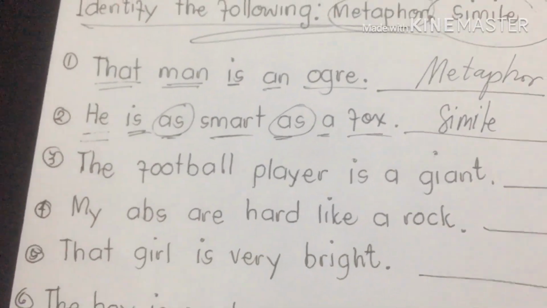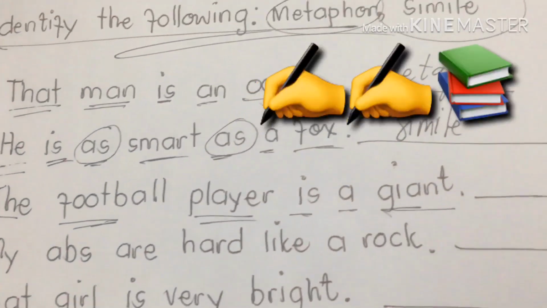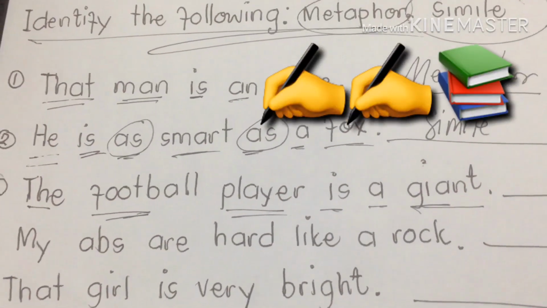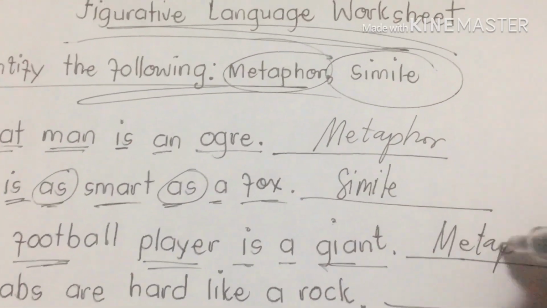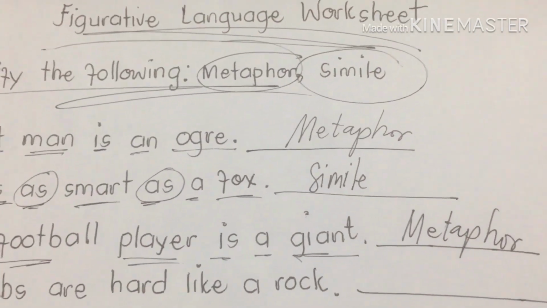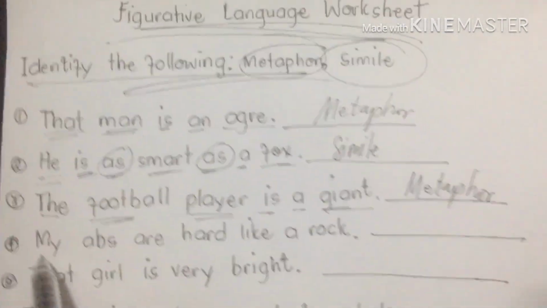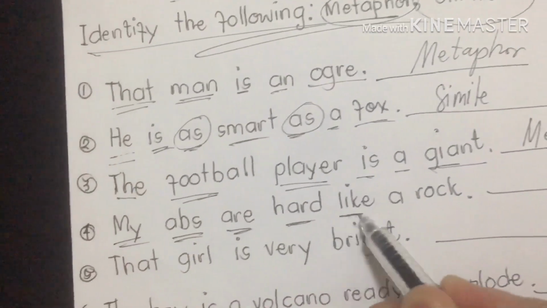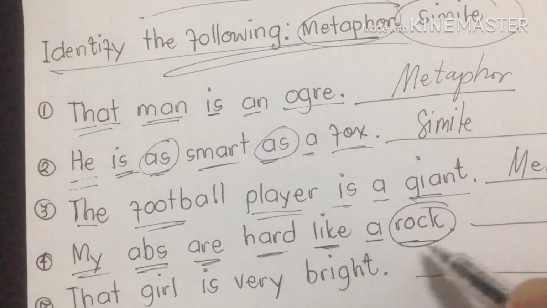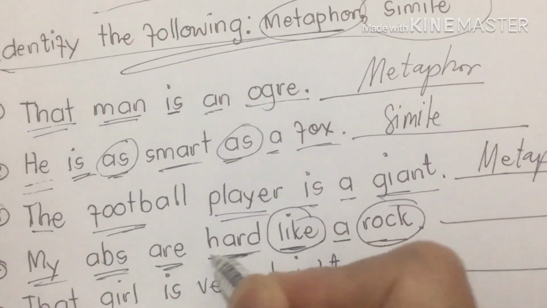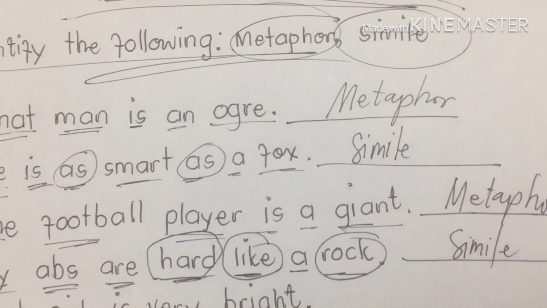Okay, for number 3, the football player is a giant. So remember, class, it's quite clear that this sentence is a metaphor without using like or as. It's comparing two things, but this is a metaphor, class. For number 4, my abs are hard like a rock. It's comparing to a rock. So, hard like, by using like, it means to say this is a simile, class.